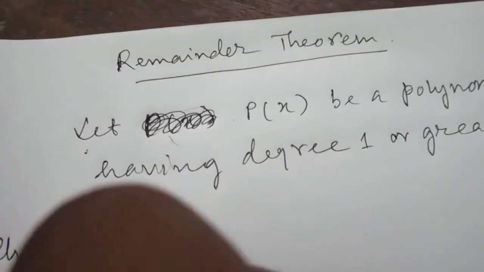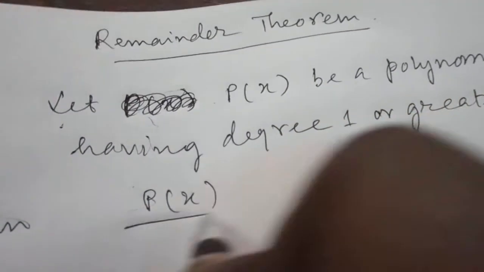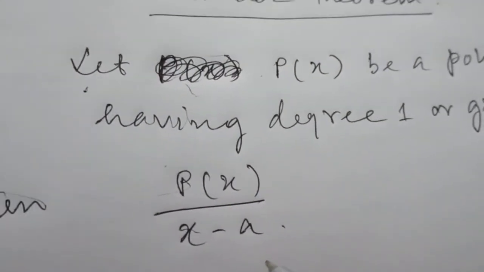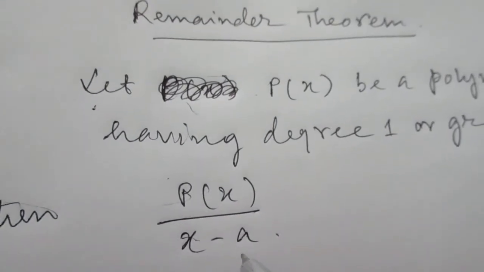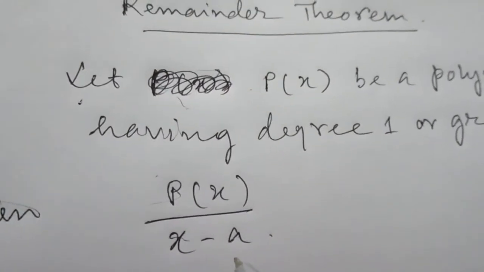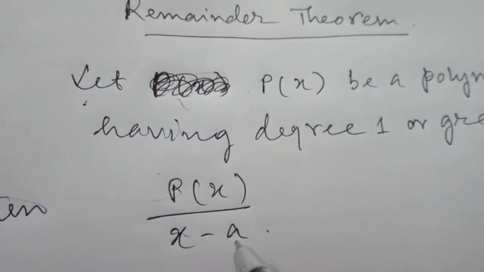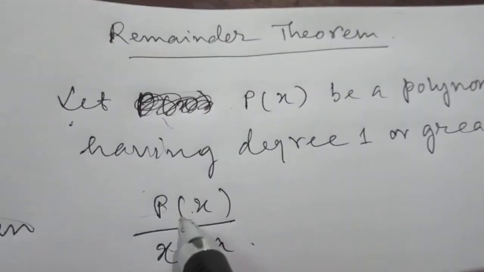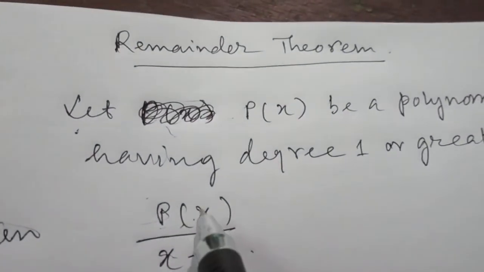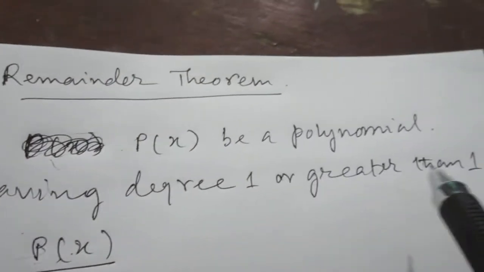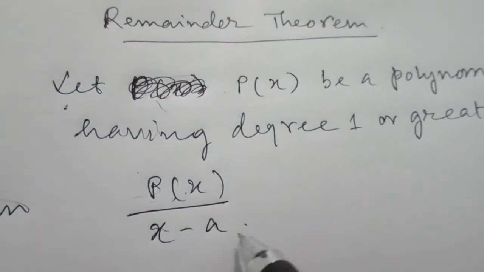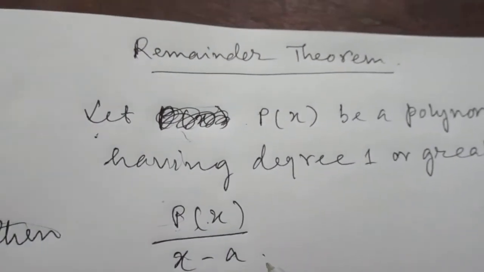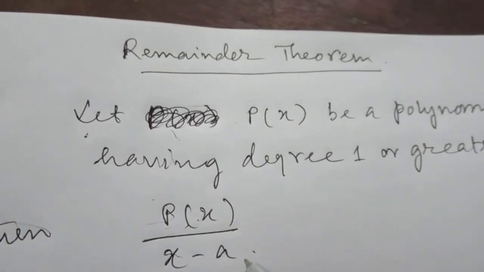Then if we have to divide p(x) by a divisor x minus a, which is a linear polynomial, meaning the degree of this polynomial is 1. The degree of a linear polynomial is 1. So x minus a is a linear polynomial. If p(x), having degree 1 or greater than 1, is divided by the linear polynomial x minus a, we can tell the remainder of this division by the remainder theorem.